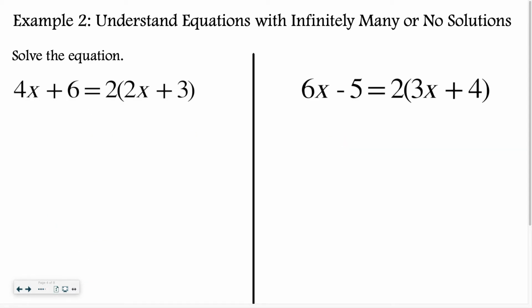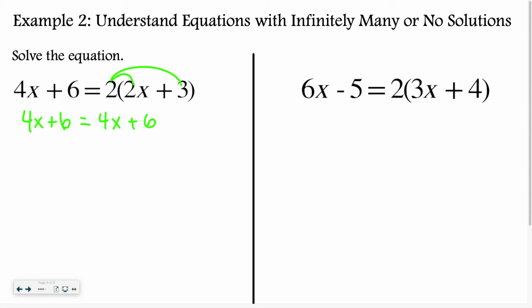Jumping into example 2, understand equations with infinitely many or no solutions. Okay, so if we look at the first one over on the left, if we solve this, there's nothing to simplify on the left side of the equation, so I'm just going to carry that down as is. The second part, I'm going to distribute that 2. And so now I have 4x plus 6 equals 4x plus 6.